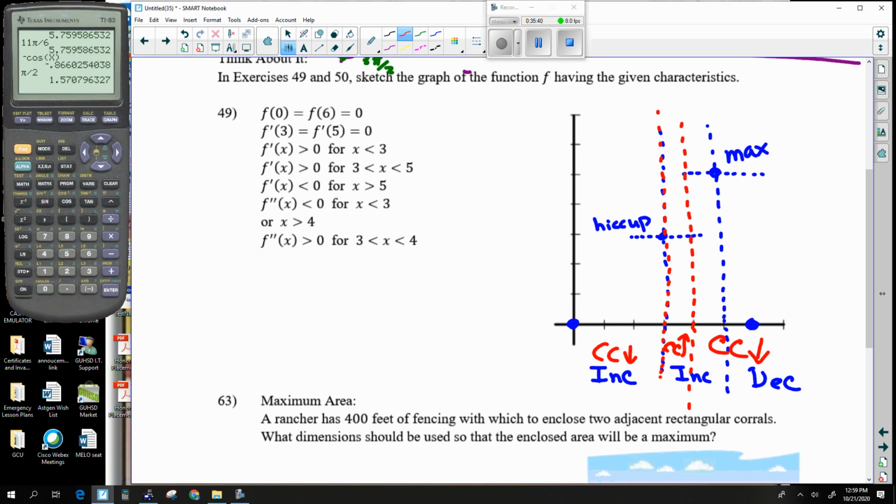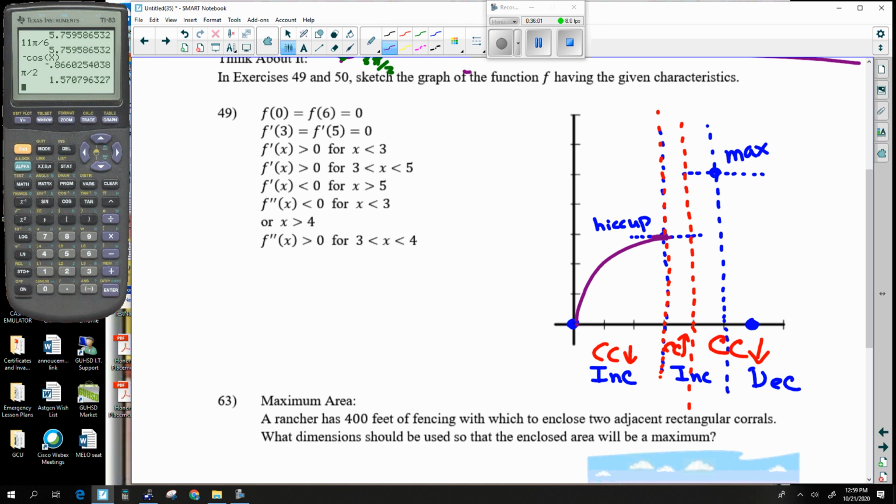Okay, increasing concave down. Let's draw this picture. Increasing concave down, this will be a horizontal tangent, so something like that. Increasing concave up, okay, and then concave down.